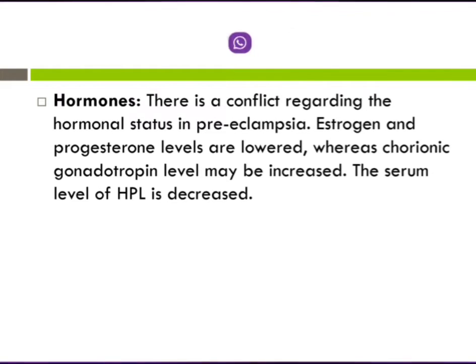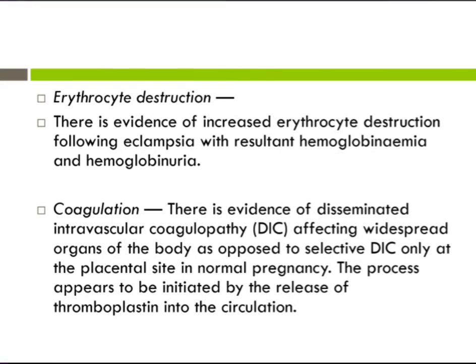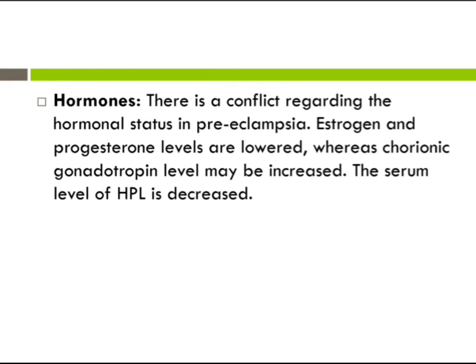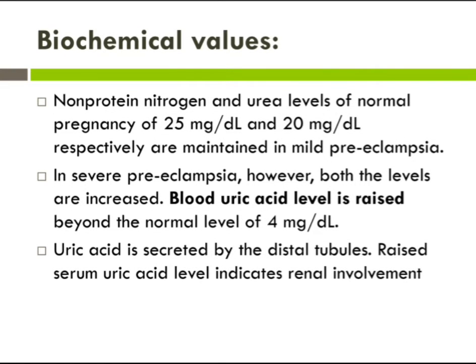Hormones. There is a conflict regarding the hormonal status in preeclampsia. Estrogen and progesterone levels are lowered, whereas chorionic gonadotropin level may be increased. The serum level of human placental lactogen is decreased. Biochemical values. Non-protein nitrogen and urea levels of normal pregnancy of 25 mg per deciliter and 20 mg per deciliter respectively are maintained in mild preeclampsia. However, in severe preeclampsia, both the levels are increased.